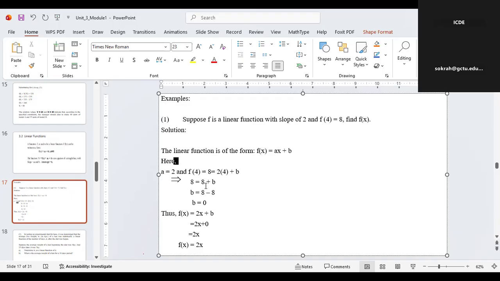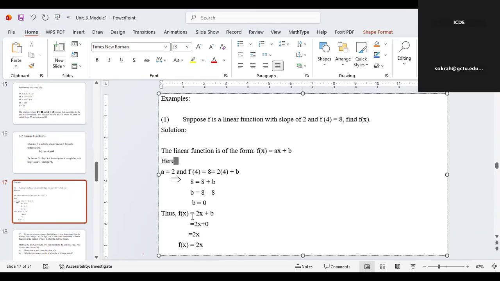The 8 here will leave the b and go and join the colleague 8 on the other side. As it goes, it is positive here, and when it gets there, it becomes negative. So that's why you see 8 minus 8 equals b, and that's what I've written here. And so b will be 0.